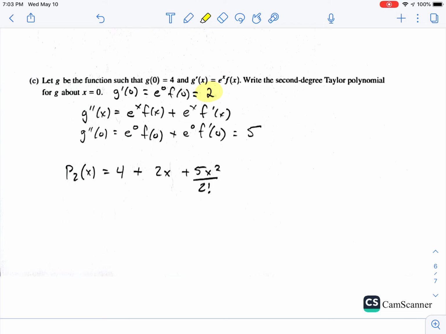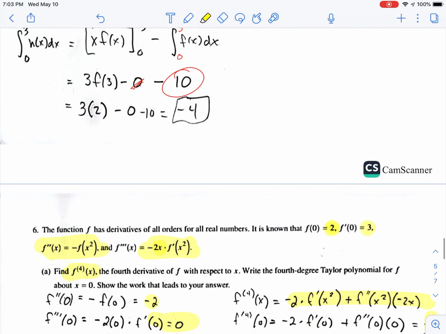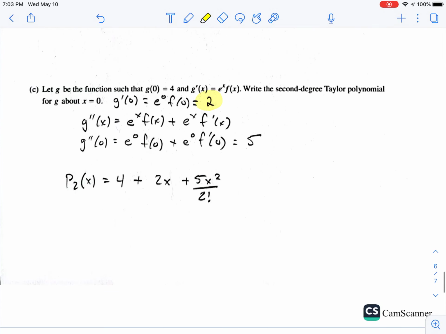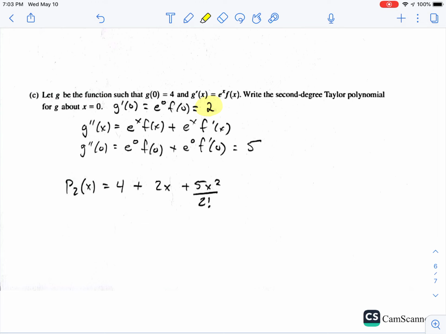Now all we've got to do is find the second derivative. Well, for our second derivative, we're just going to have to use the product rule. And so our product rule yields this e to the x, f of x, plus e to the x times f prime of x. And so then we're going to plug in 0 into that. So we get e to the 0, f of 0. F of 0 was given right at the beginning as, I believe, what, 2? Is that what it was? Yeah, 2. And then f prime was given as 3. So 2 plus 3 is 5.